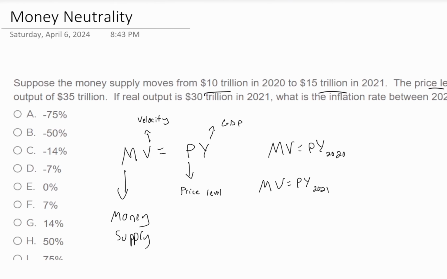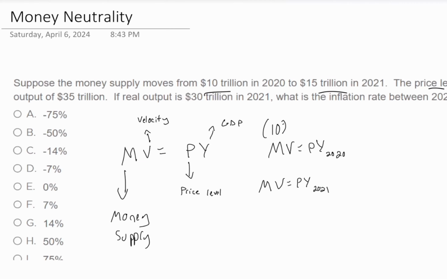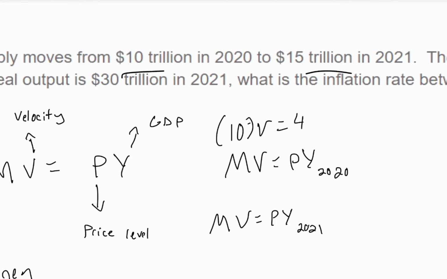So we have the monetary, well, what is this? In 2020, the money supply is 10 trillion. I'm just going to put 10. Okay, we don't know what the velocity of money is. They don't tell us. Hint, that's probably what we're solving for. So we don't know what V is, but we do know the price level in 2020 is 4, and the real output, real GDP, in 2020 is 35. So we're just going to do times 35. Okay, then we just solve for V.